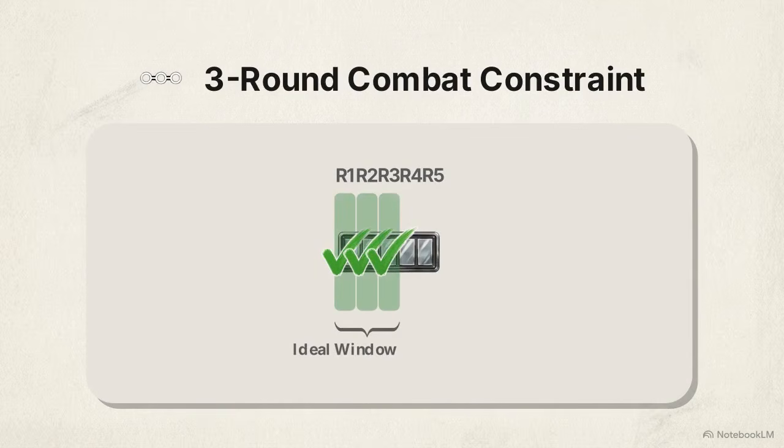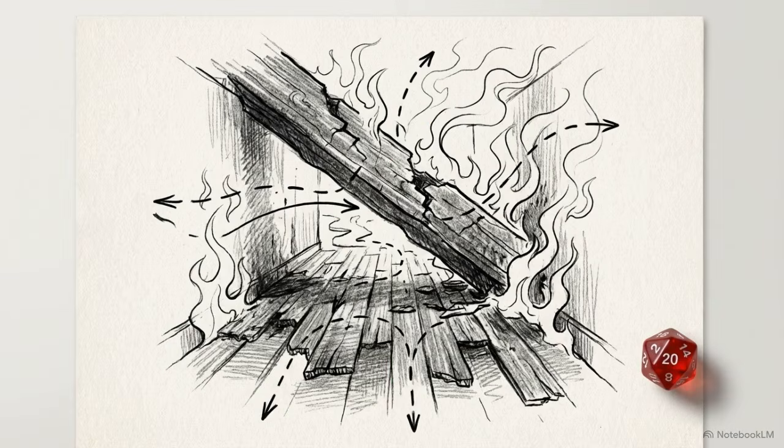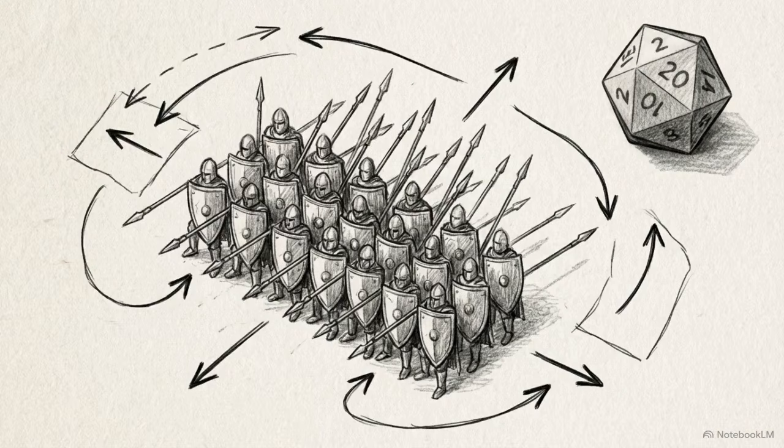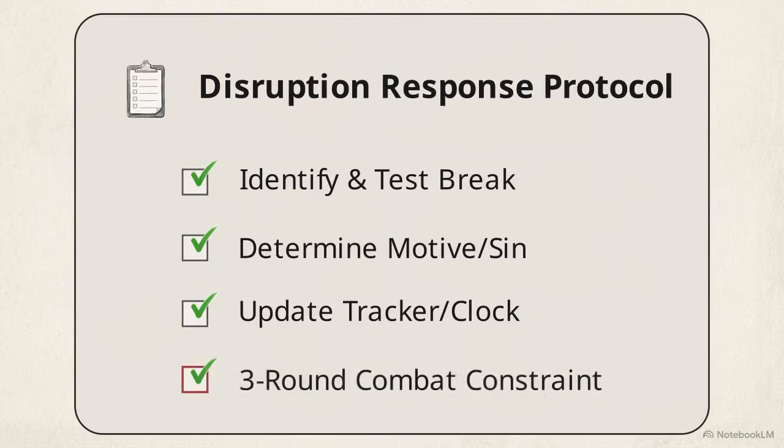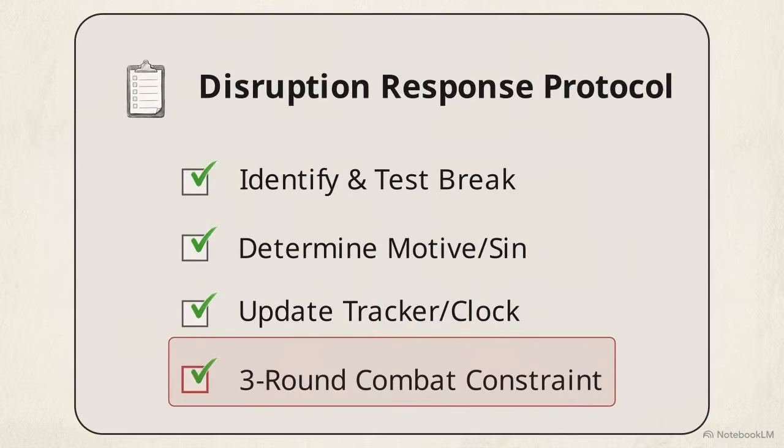If the fight continues, you have a hard limit. At round 5, the environment or the situation must shift completely to end standard combat. No exceptions. This shift could be the burning tavern roof finally collapsing, the surviving enemies fleeing, or overwhelming town guard reinforcements arriving to arrest everyone. Checking off the final box locks our combat pacing in place, completing the preparation phase of the disruption response protocol.